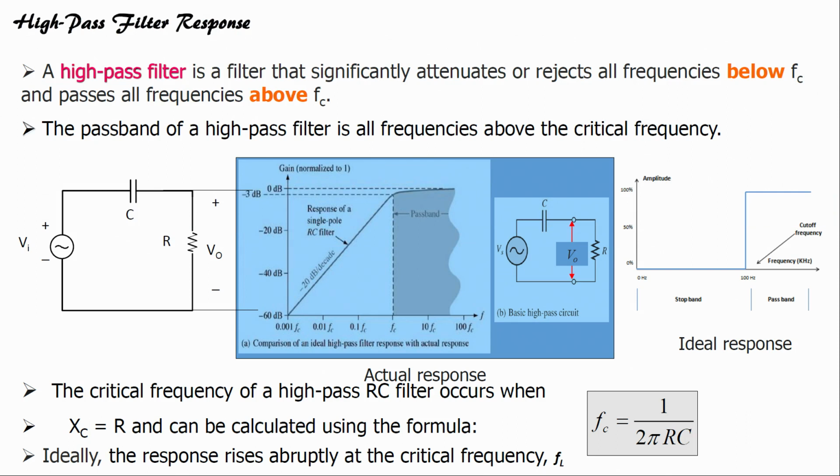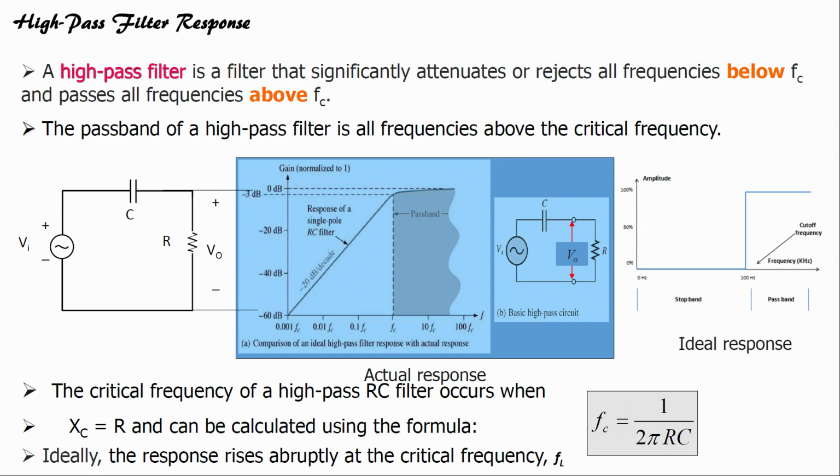Now, if I talk about the high pass filter, what is the change? In the high pass filter, we have a capacitor at the input and then it goes to the resistor. So, the signal goes to a capacitor and a resistor, right. The high pass filter will significantly attenuate or reject all frequencies below fc, correct, and pass all frequencies above fc.